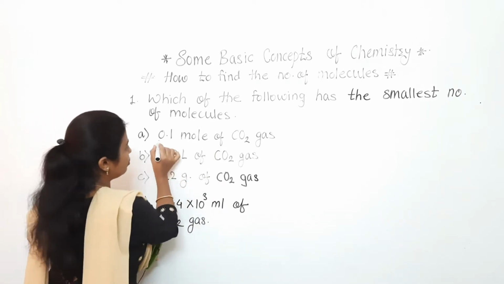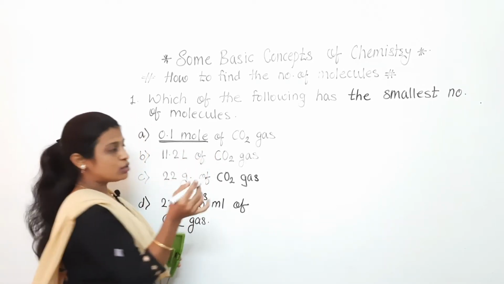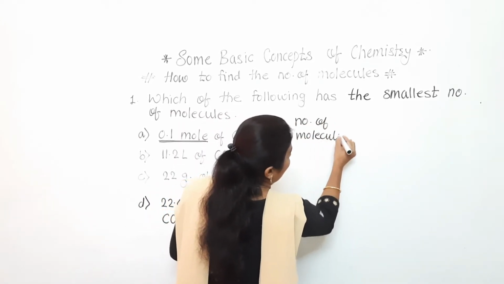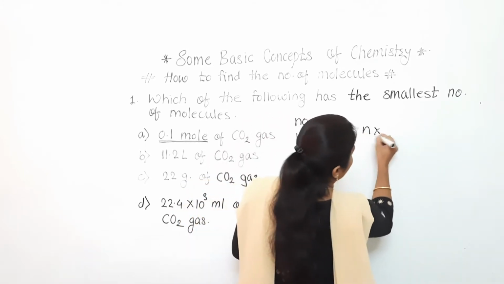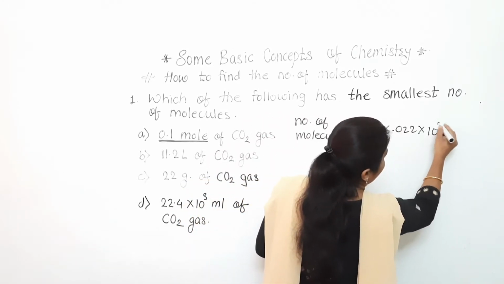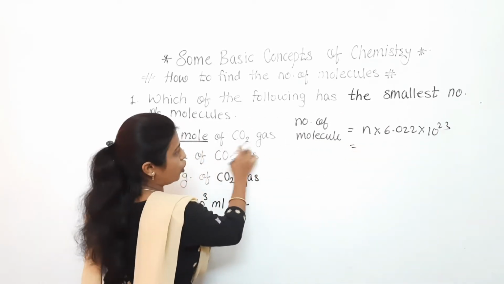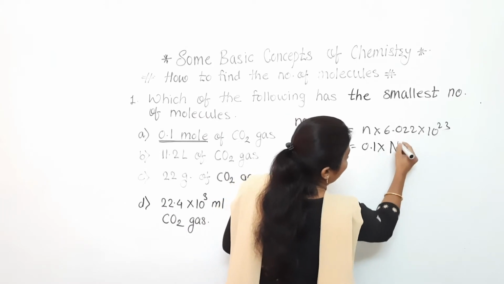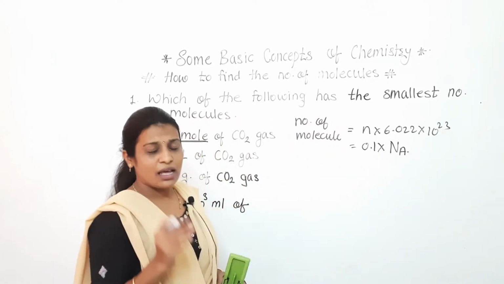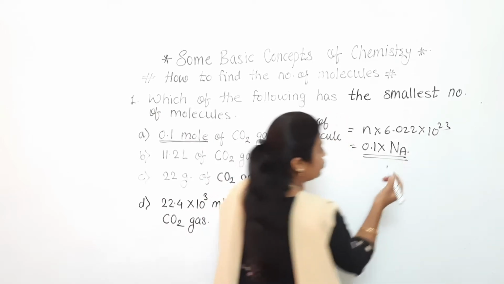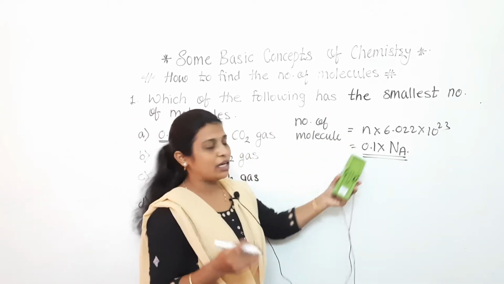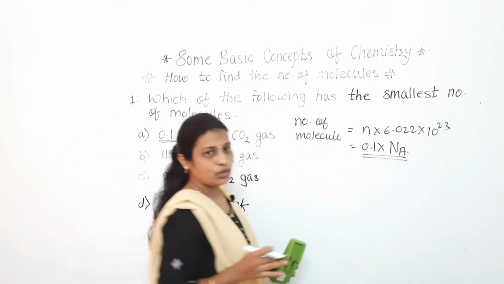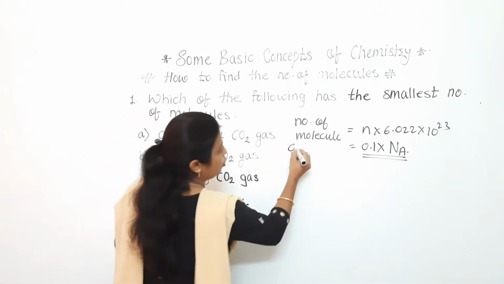Here see what is given, the number of moles is directly given. So for that we can use the number of molecules formula. Which formula? That is n into 6.022 into 10 raised to 23. So for the first option we have to use 0.1 mole. So 0.1 into Avogadro's number, I will write here directly Na, because based on that calculation we can identify easily. It is not necessary to multiply by Avogadro's number here. So this is the answer of option A.